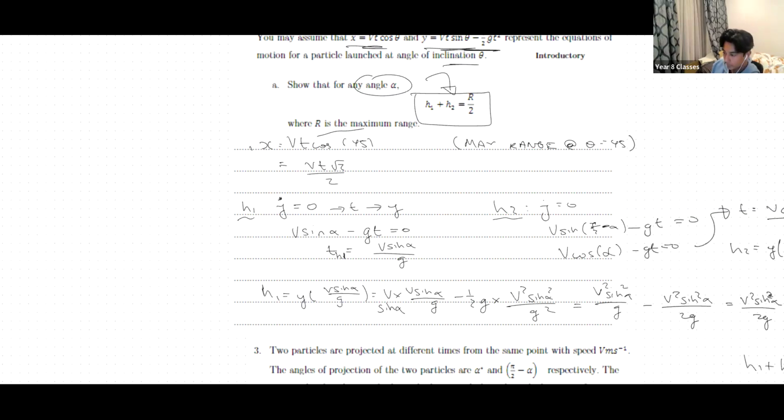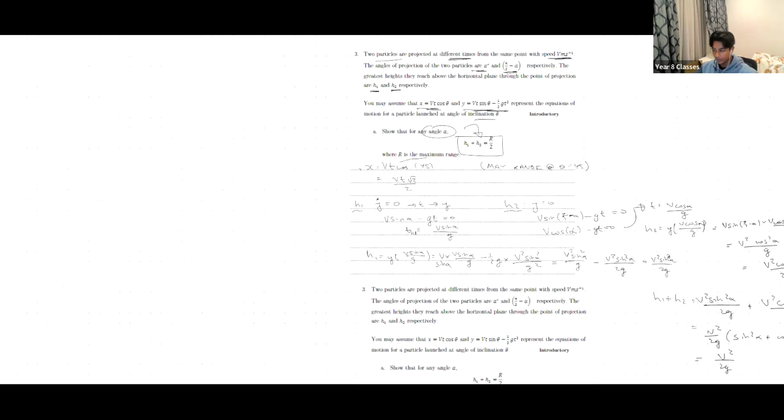h1 plus h2 equals v squared sine squared a on 2g plus v squared cos squared a on 2g. Take out v squared on 2g, and then leave sine squared a plus cos squared a, which from the identity is just 1. Perfect. V squared on 2g. So that's where we end there.